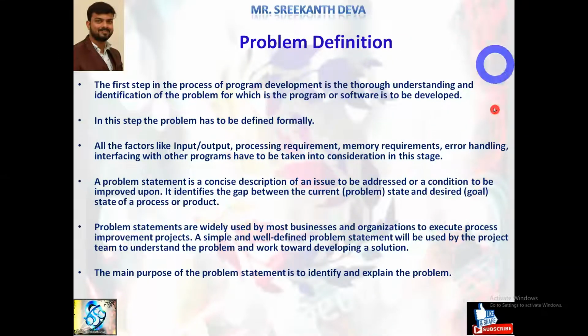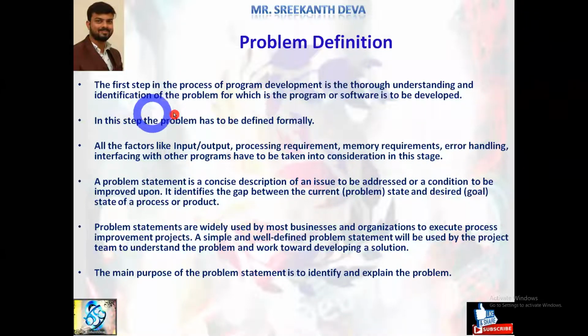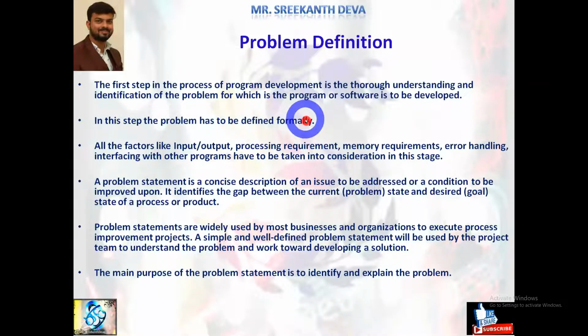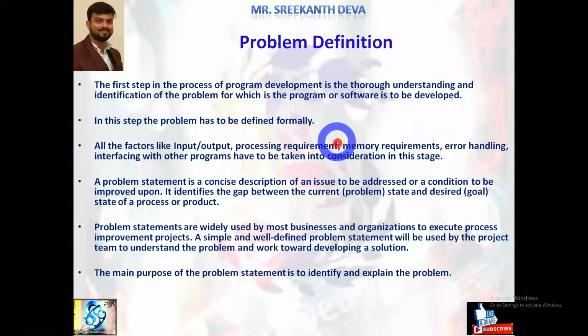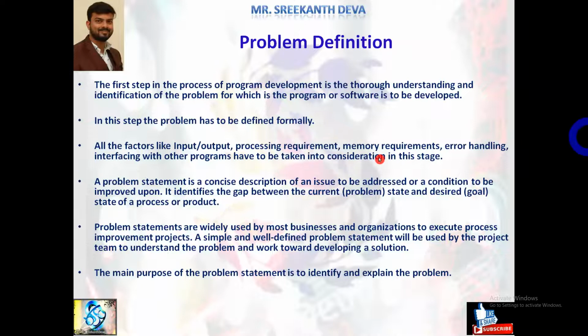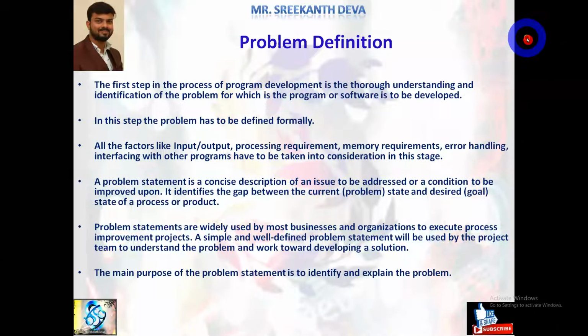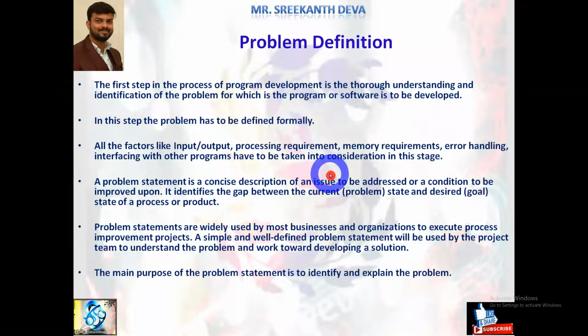What is problem definition? The first step in the process of program development is the thorough understanding and identification of the problem for which the program or software is to be developed. In this step, the problem has to be defined formally. All the factors like input, output, processing requirement, memory requirement, error handling, and interfacing with other programs have to be taken into consideration in this stage.